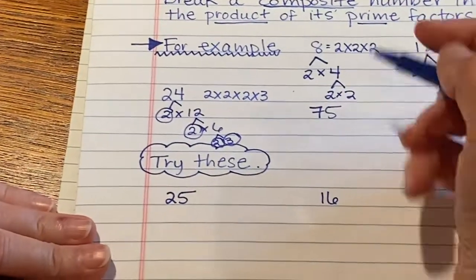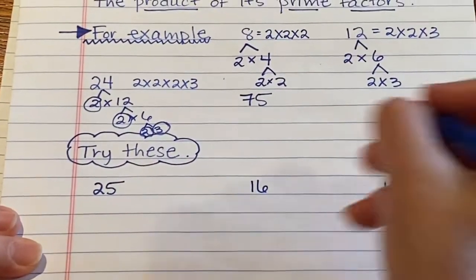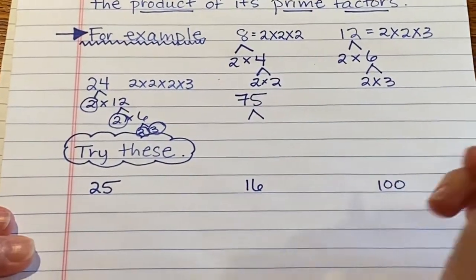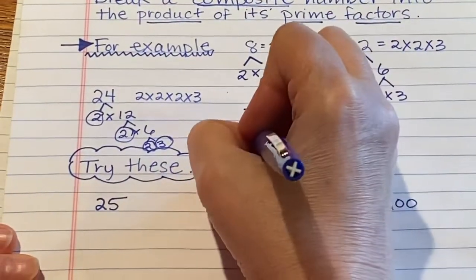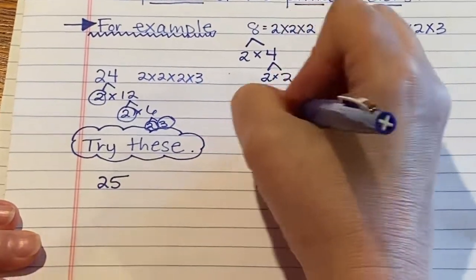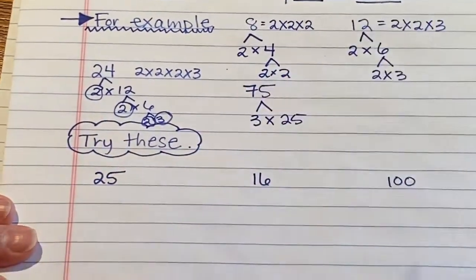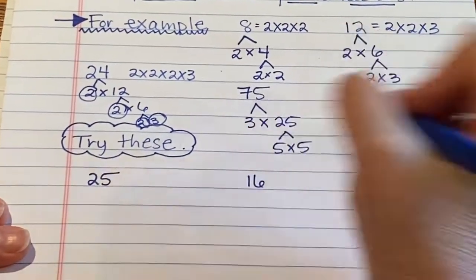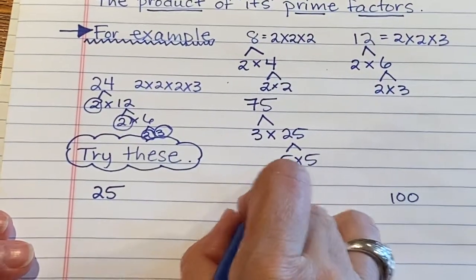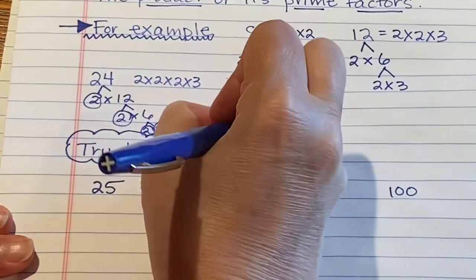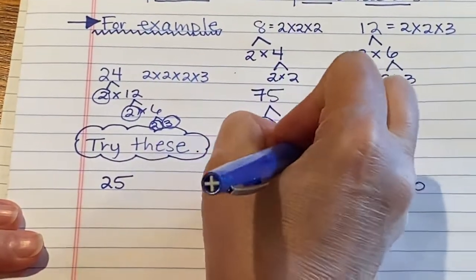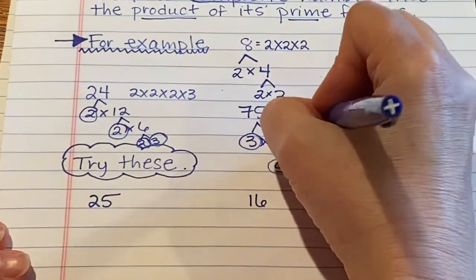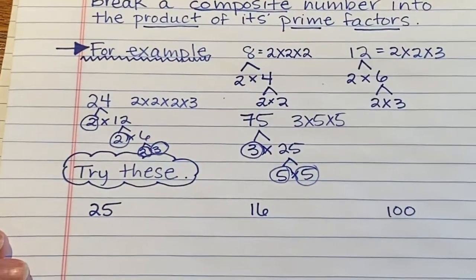Now let me do one more, and then I'm going to give you some to practice. 75. Do you think this is going to take forever since it's such a big number? Well, 3 is the first prime number. 3 times 25. 25 is 5 times 5. 5 is prime, so you can't go any further. So it's just 3 times 5 times 5.